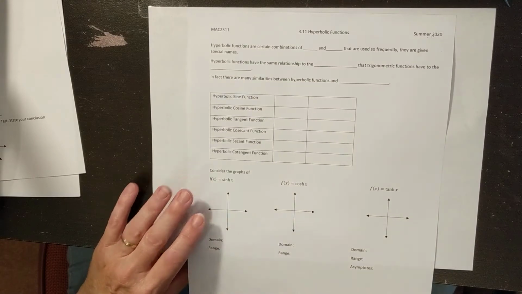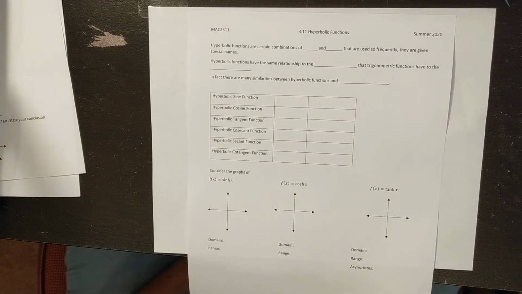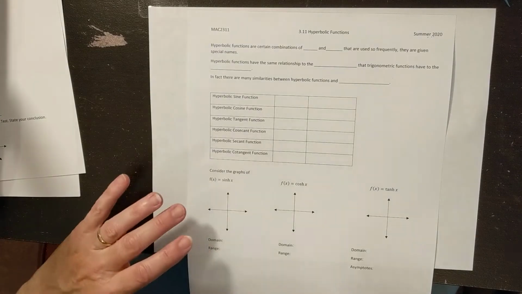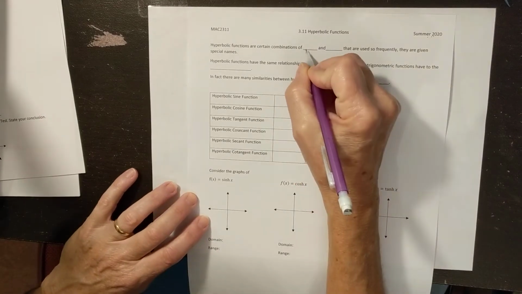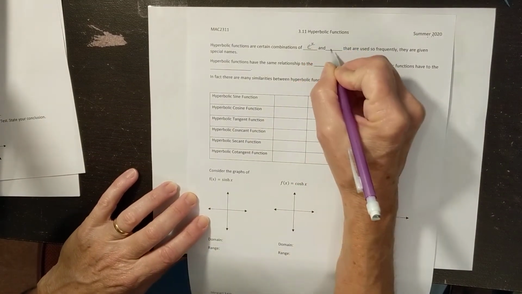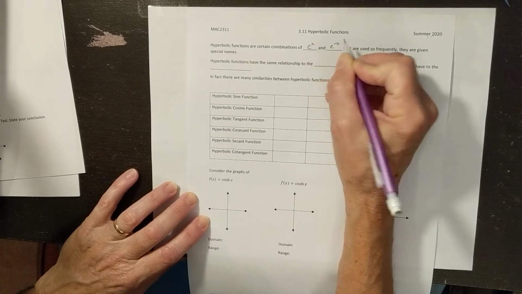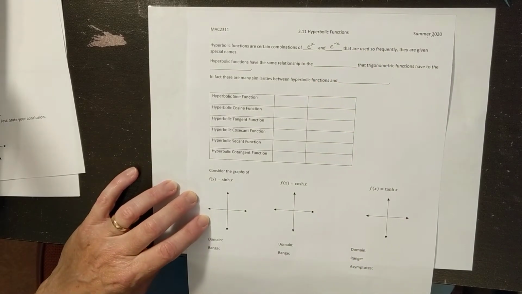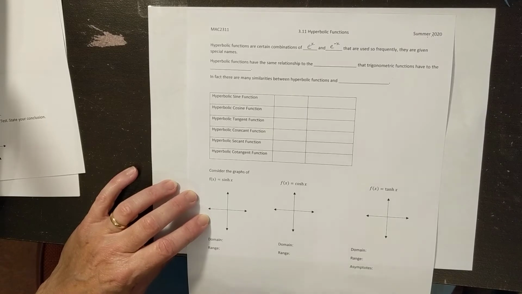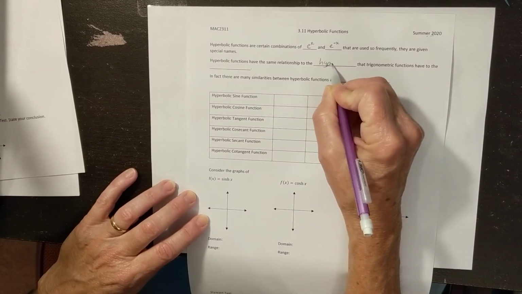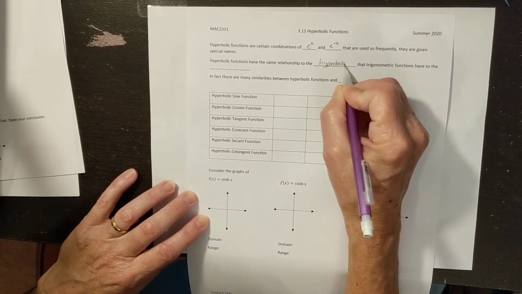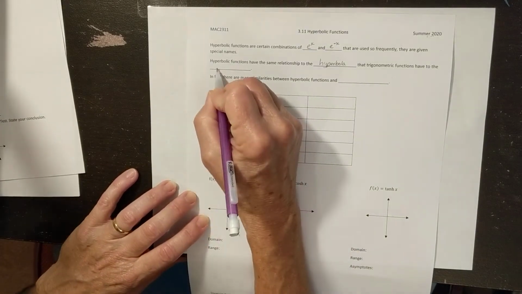Hyperbolic functions are combinations of these two exponential functions that are used so frequently that they're given special names. So it's e to the x and e to the negative x. It's combinations of these two functions. They have the same relationship to a hyperbola that trig functions have to the circle.